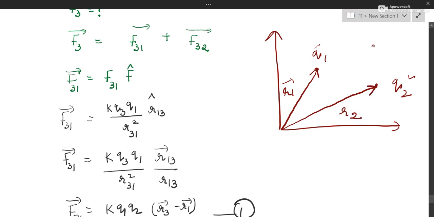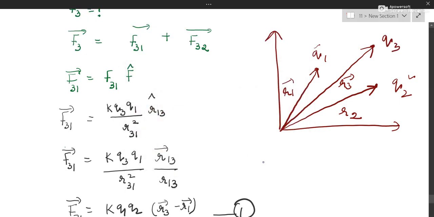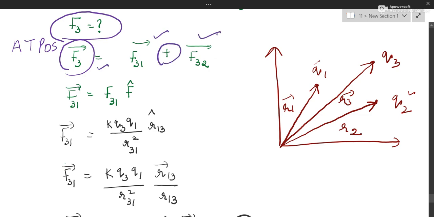I have to find out the net force on the third charge. My third charge is here and its position vector I will show as R3 vector. So you have to write R1, R2, R3 as position vectors. Now I have to find out the net force on the third charge. Then according to the principle of superposition, the net force on the third charge is equal to the vector sum of these two forces, force on third by 1 and force on third by 2.